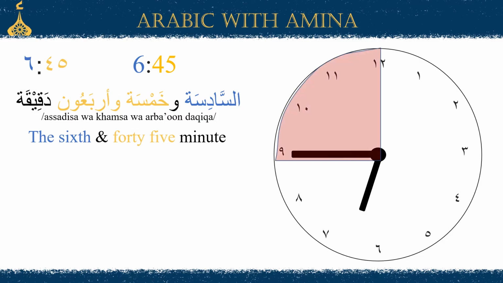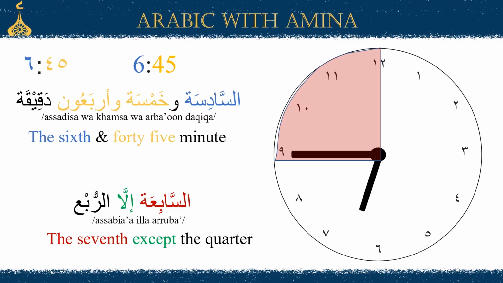Or, since there's only 15 minutes left until 7, we can say that it's quarter till 7, which in Arabic would be السابعة إلا الربع, the 7th except the quarter. إلا is except, and الربع is the quarter.